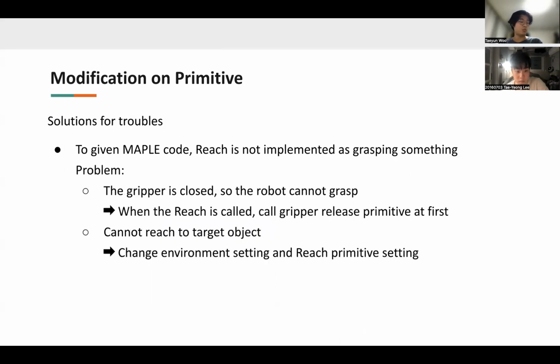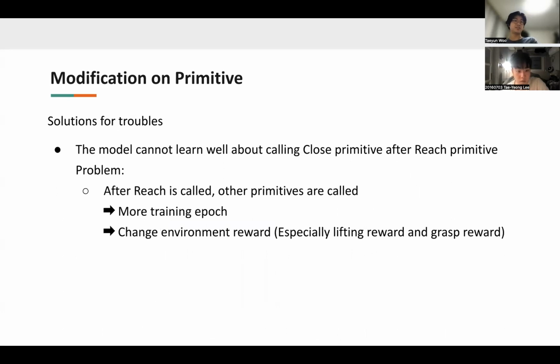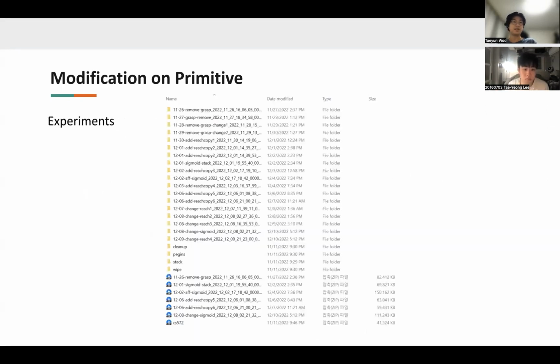For the first problem, we call the gripper release primitive when the reach primitive is called, and change the environment setting and reach primitive setting to reach the target object position. Second, we solve this problem by training more epochs and changing the environment reward, especially increasing the lift reward and grasp reward. Here are 5 lists of results of our experiments.